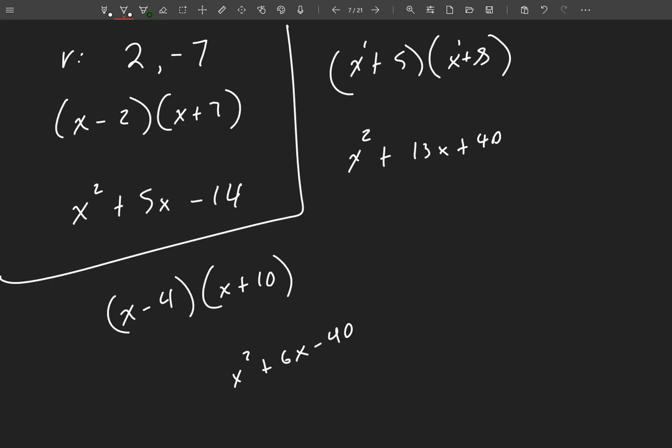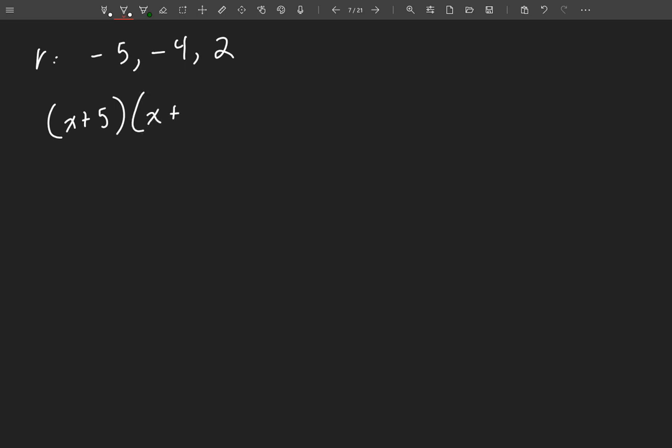Okay, let's talk about how we would do it with larger degree polynomials. Let's say you're given roots of negative 5, negative 4, and 2. This is going to be a little different, isn't it? Now, we know from the fundamental theorem of algebra, if I have 3 roots, this ends up being a degree 3 polynomial. So let's do the same exact process we just did. Same thing, just with 3. So if I have a root of negative 5, I have a factor of x plus 5. If I have a root of negative 4, I know that I had to have had a factor of x plus 4. And same thing with this, x minus 2.